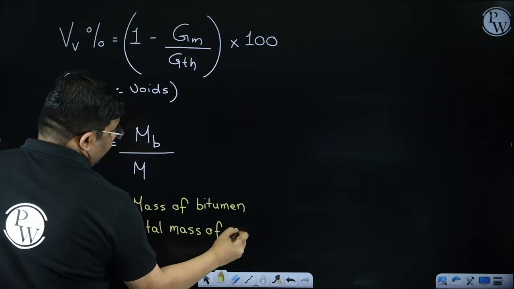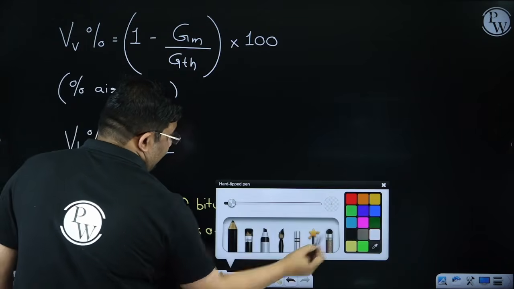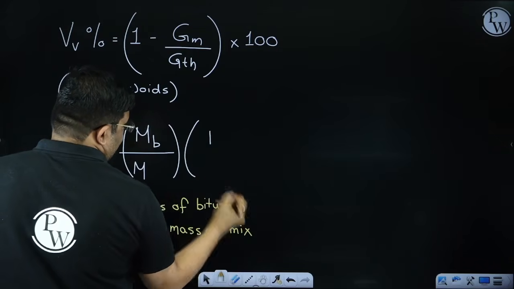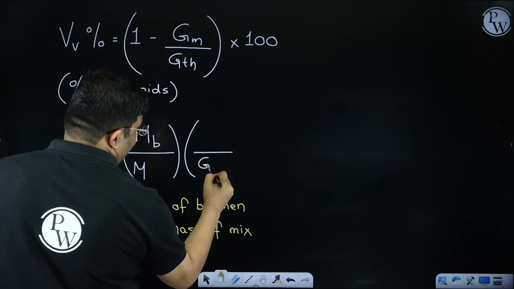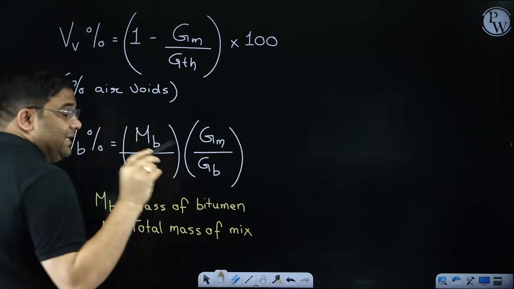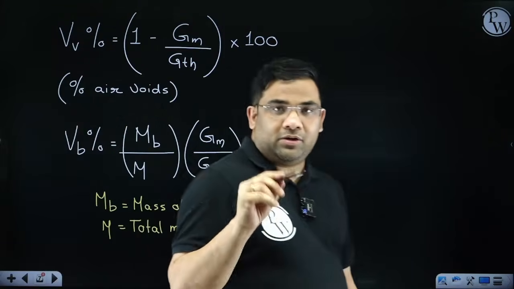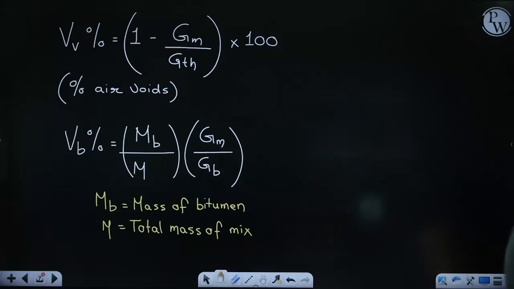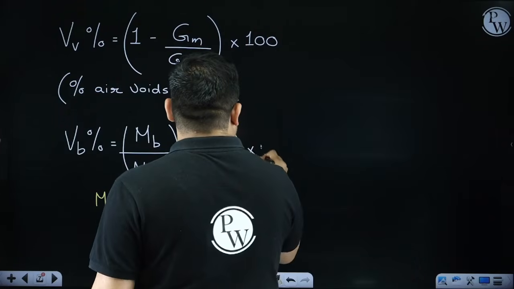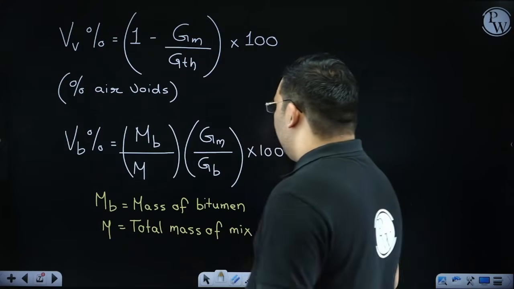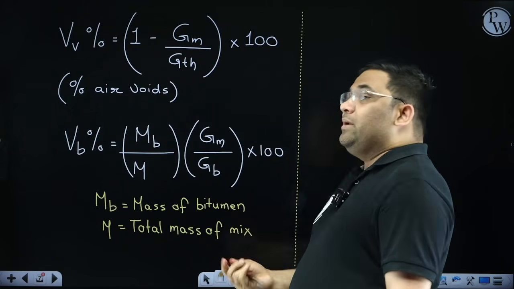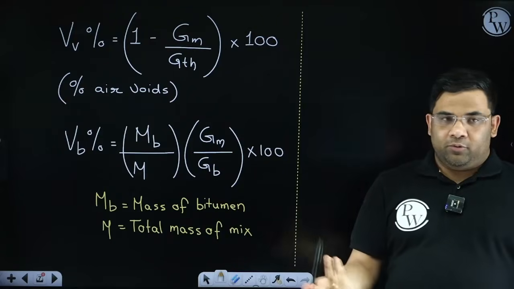Total mass of mix, and then here you will divide it by the specific gravity of the bitumen, and here the specific gravity of the mix. And I will take here Gm. Why? Because Gm is the actual specific gravity. Then into 100. This will give me the bitumen percentage, or I can say the bitumen void percentage, because the bitumen will be in some void site.